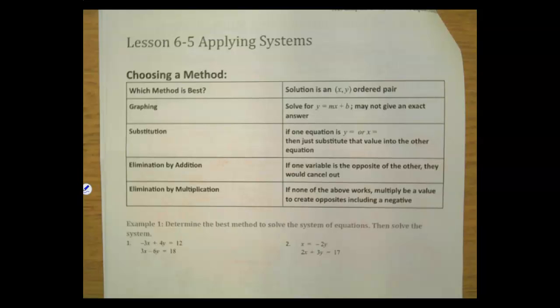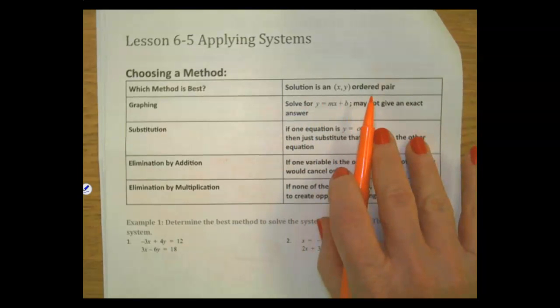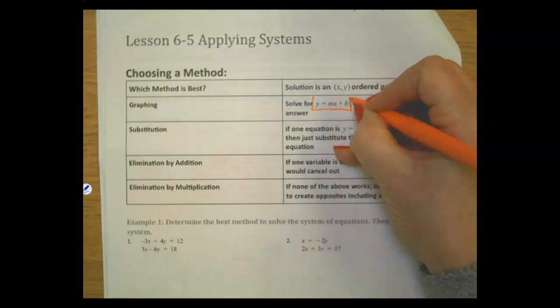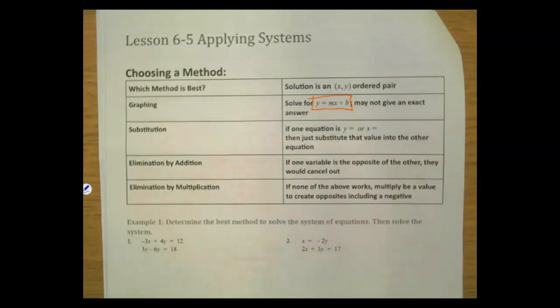Then we're going to talk a little bit about how this is applied to real life. Okay, so here we go. So choosing a best method for applying systems where you have two equations. So remember your solution is an XY ordered pair, or a no solution, or infinite many solutions. So graphing, if you make your equations look like this and graph them, you can probably see the answer. It may not give an exact answer, but if you're on Desmos, it will, as long as you're clicking on the right spot.